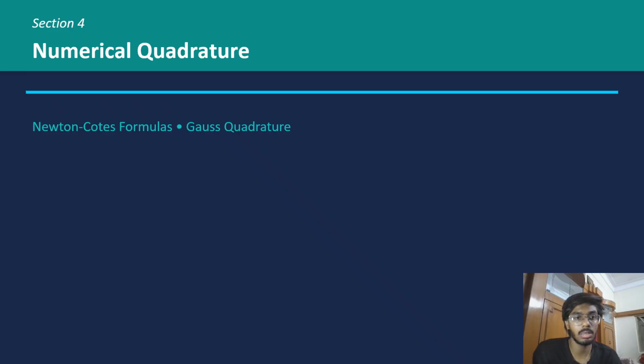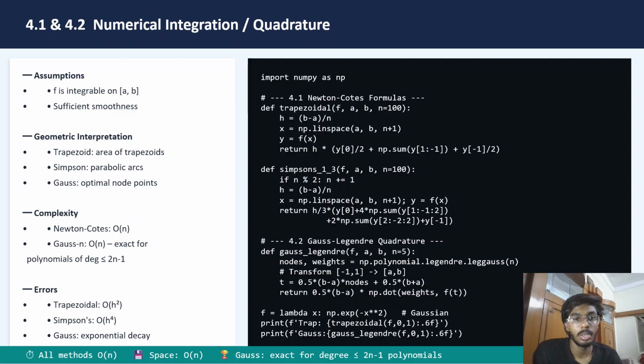Let's move on to the next topic. Section 4 is numerical quadrature, in which we're going to see Newton-Cotes formula and Newton quadrature formula. Numerical integration with Newton quadrature formula. Here we have to make some assumptions, which are that f is integrable on a comma b and has sufficient smoothness. The geometrical interpretation states that we have three formulas: trapezoidal, Simpson, and Gauss.